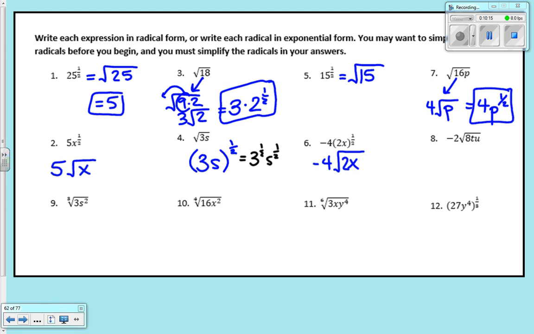Number 8, this is kind of the opposite of the one we just did. We've got -2 on its own, and then we have all of 8t and u being raised to 1/2 because that's the square root symbol.